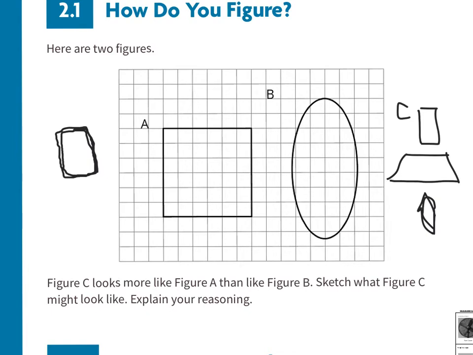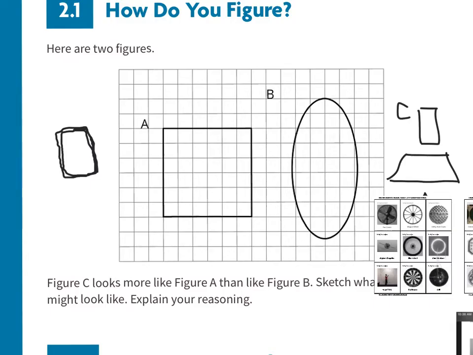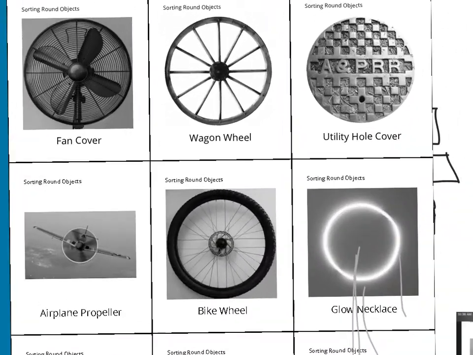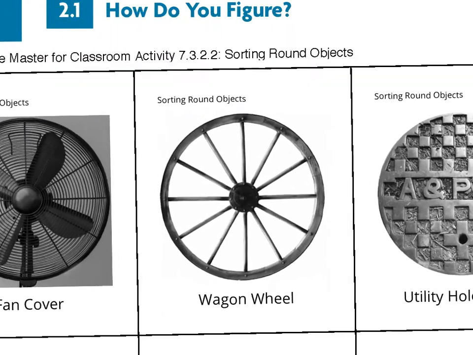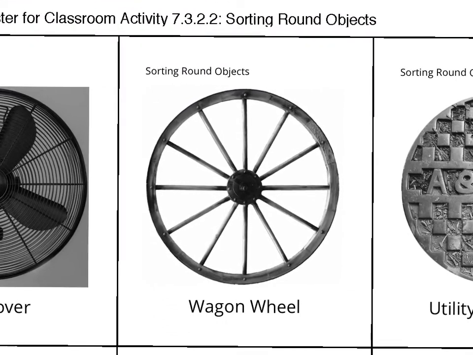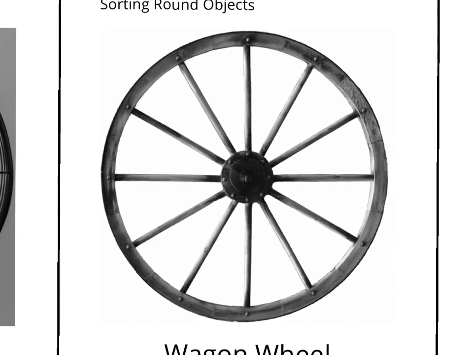So 2.2 on page 16. It says your teacher will give you pictures of different objects. So I have the pictures here, but we're not really going to do what the activity wants us to do, but we are going to look at the pictures here. Okay, so specifically this wagon wheel. Okay, we're going to talk about the different parts of the circle.